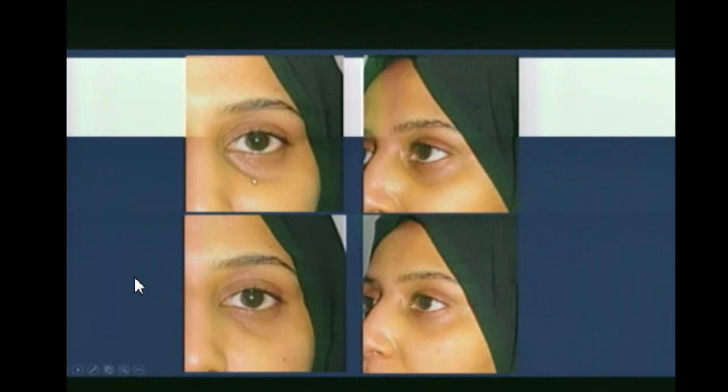This is one of the examples. This patient came with the folds that she's not happy with and also the dark circles. And this is after the injection. This patient has fat prolapse, as you can see here, and there is some depression. She's not interested in blepharoplasty, so filler injection is a good technique. And this patient, I injected her with needles.